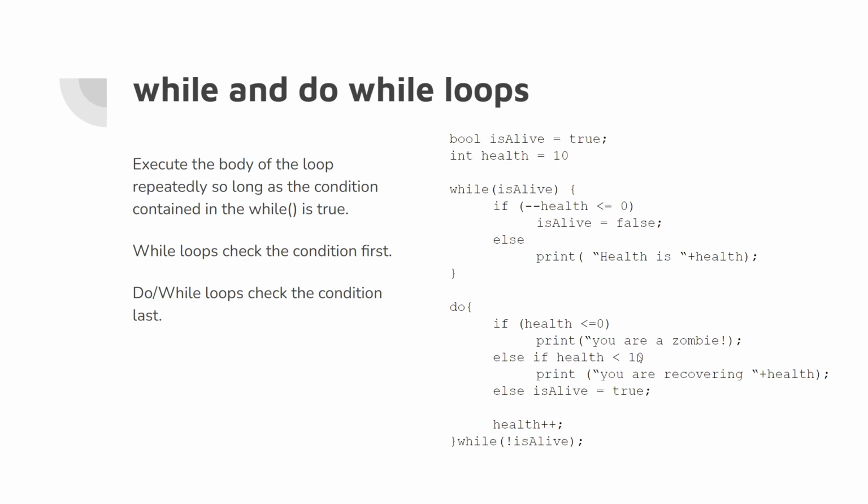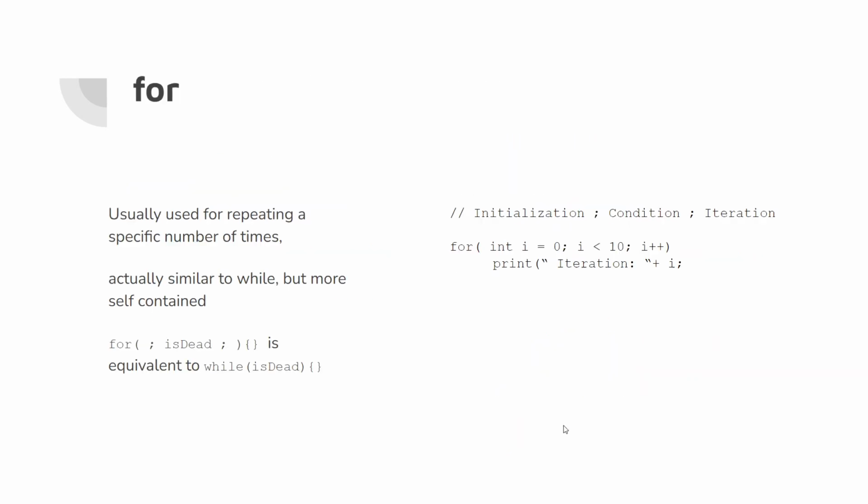Otherwise, if health is less than 10, we're just recovering and we're going to sit in here. We're not going to be alive yet necessarily. But we have another else, so we'd have to go through here. Health is no longer 0 because at the very end here we're adding to health. So through the loop here, we're adding to health. We're not alive yet, even though we have some health back.